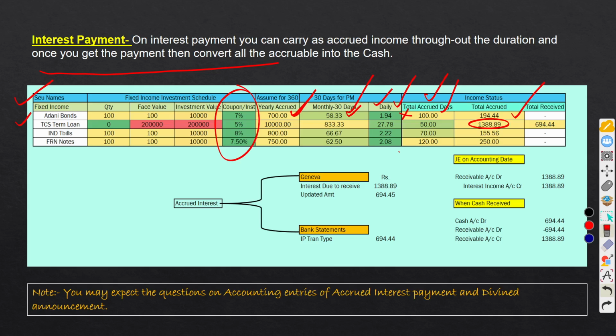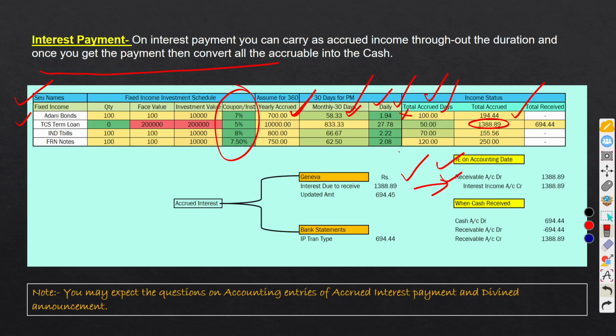So this is 1388.89. So we have accrued interest. We'll update it. In Geneva, you can of course record the amount due to receive from, let's say, the counterparts. And every day the accounting will basically publish the accounting entry: receivable account debit, interest income account credit. So this entry we can post.